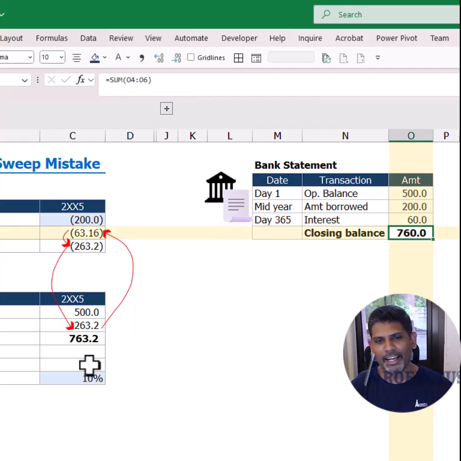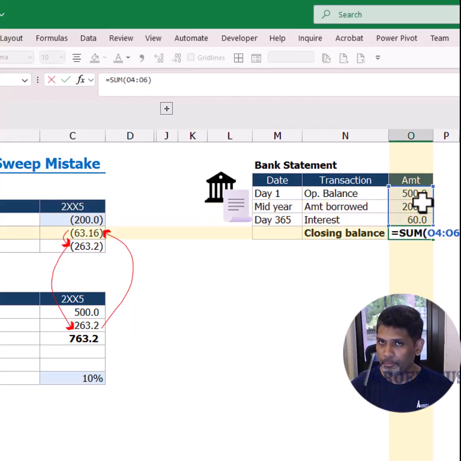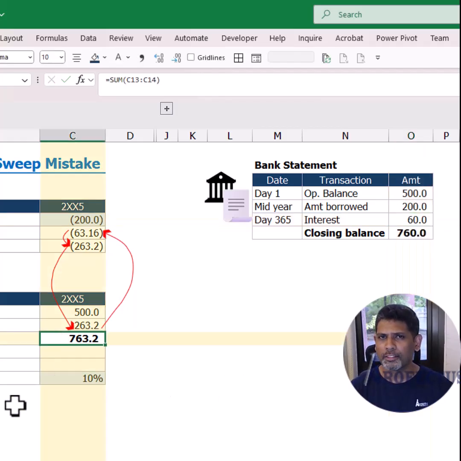This number is 60 and my overall summation is 760. This calculation is in line with the banking practice, how it happens, and it also does not have circularity. The interest does not depend on interest in this particular case. And with circular reference, we have a very wrong answer.